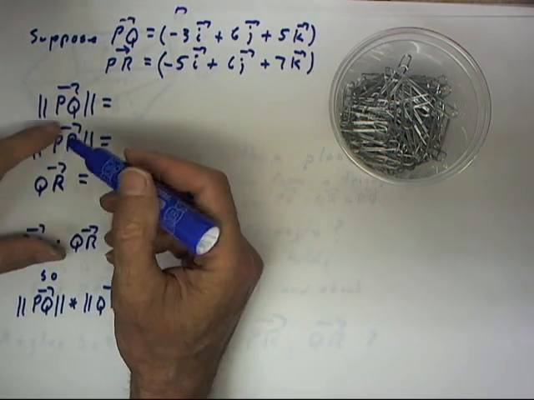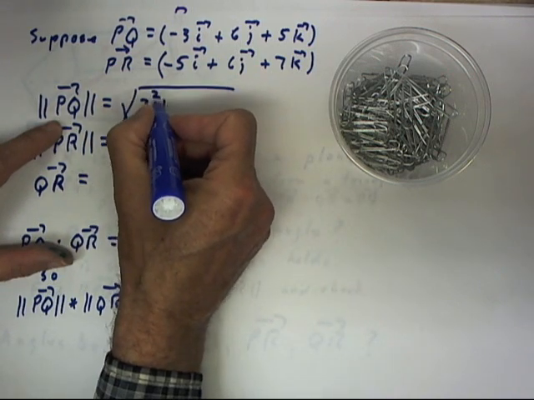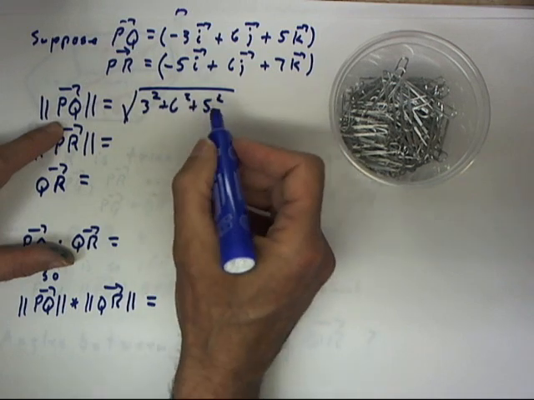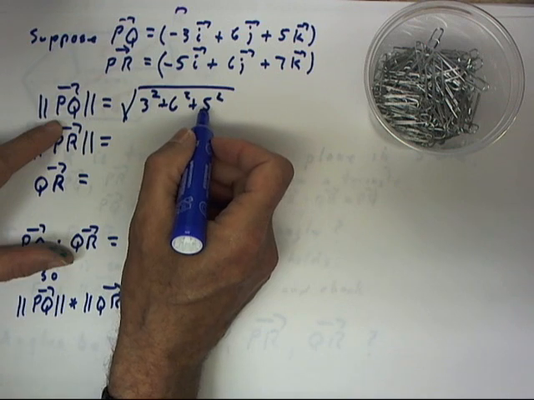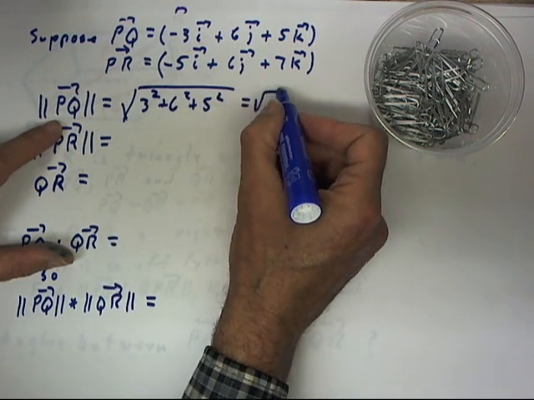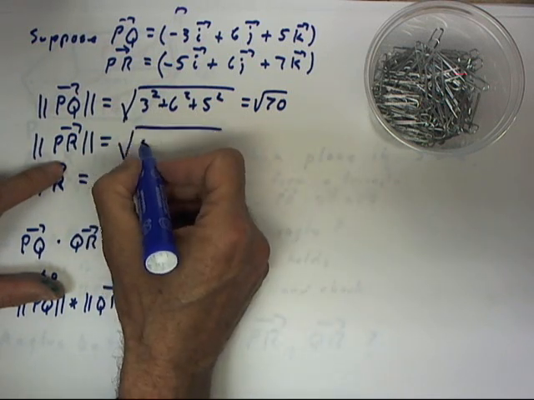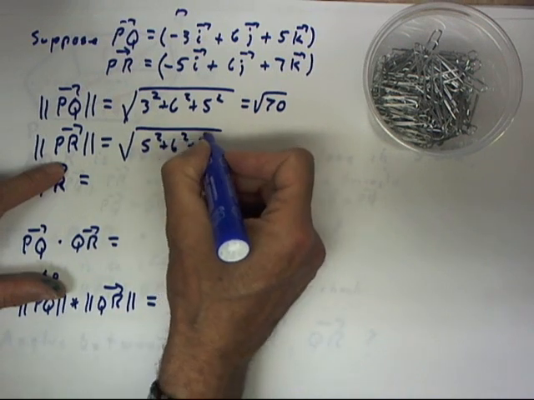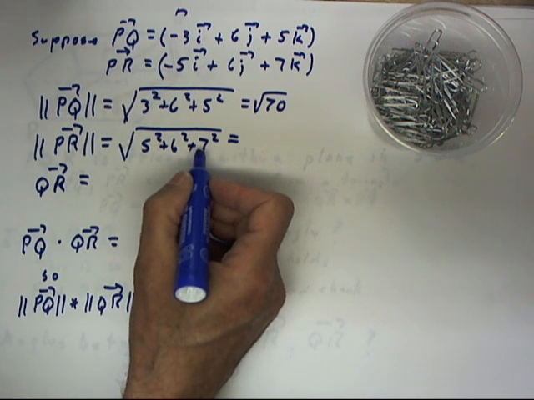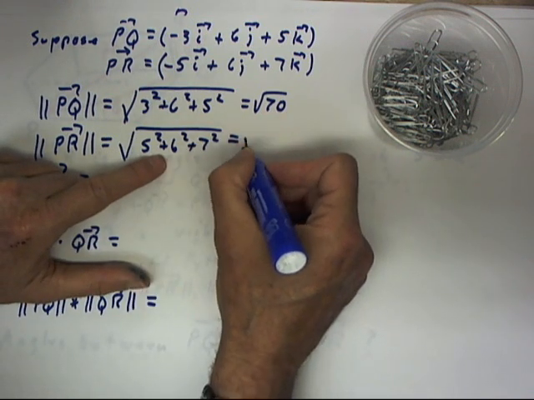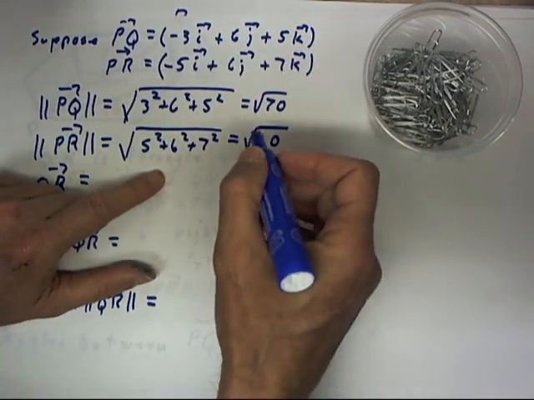PQ has a magnitude equal to the square root of 3 squared plus 6 squared plus 5 squared. And I haven't added those up, but that's 9 and 36 and 25, which is 70. So that's the square root of 70 in case we need that. And PR is the square root of 5 squared plus 6 squared plus 7 squared. That's 25 and 36, which is 61, and then 49 is going to be 110. And if I've done my arithmetic correctly, that's going to be the square root of 110.